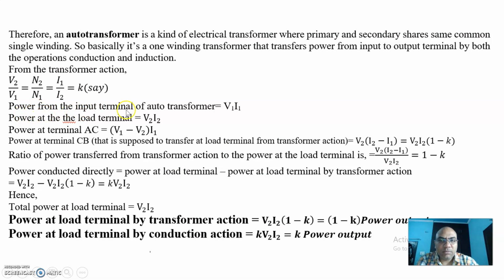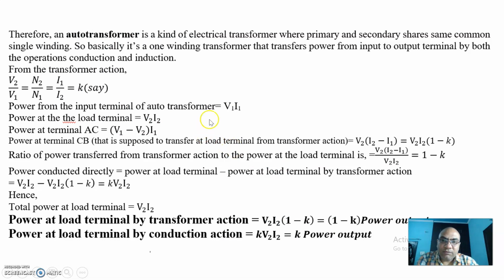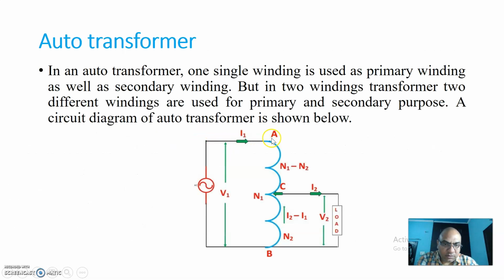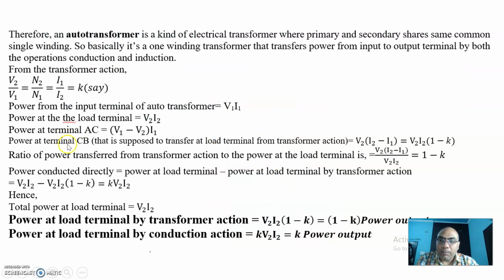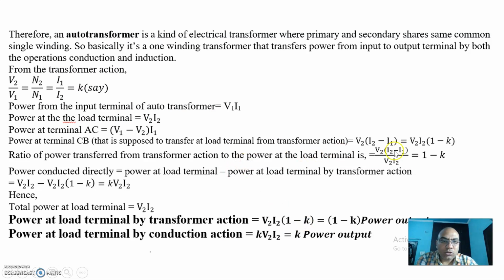Power from the input terminal of autotransformer is V1 I1. Power at the load terminal is V2 I2. Power at terminal AC: you see here, what will be the power? V1 minus V2 into I1. This voltage is V1 minus V2, current is I1. Right. Power at terminal CB: what is the voltage here? V2 and current is I2 minus I1. So these are some powers.